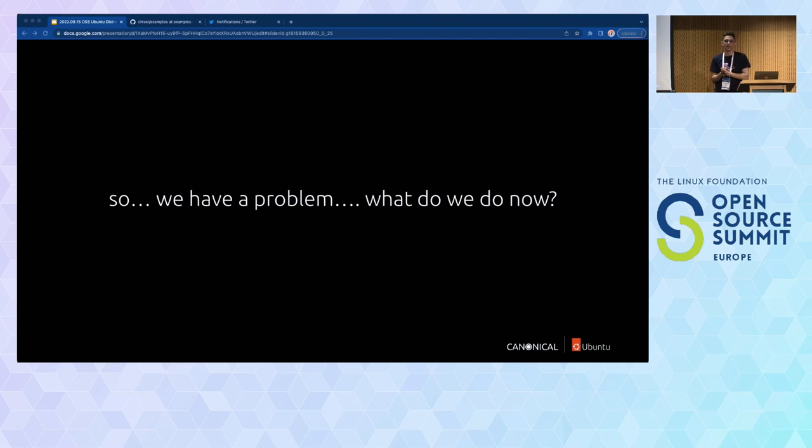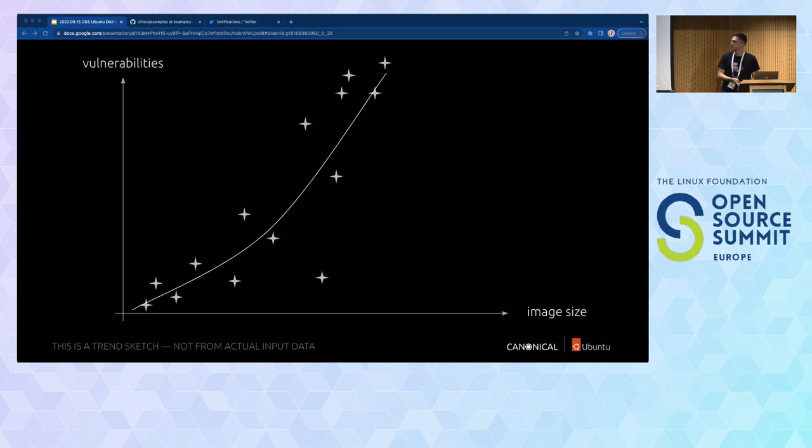And our long-standing answer to that has been: reduce the size of your container images. Make them smaller. And if we were to trace the number of vulnerabilities in a container image as a function of its size, we probably would find something like that. I wanted to make it with real data. It's not with real data. The connection at the airport was not so great. And also, I wanted to sleep a bit. So anyway, that's what you would get if you were to trace this curve.